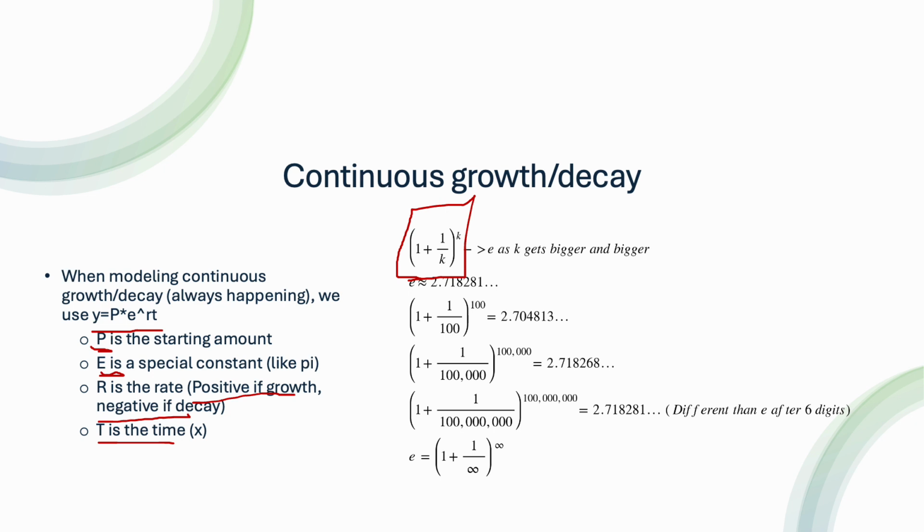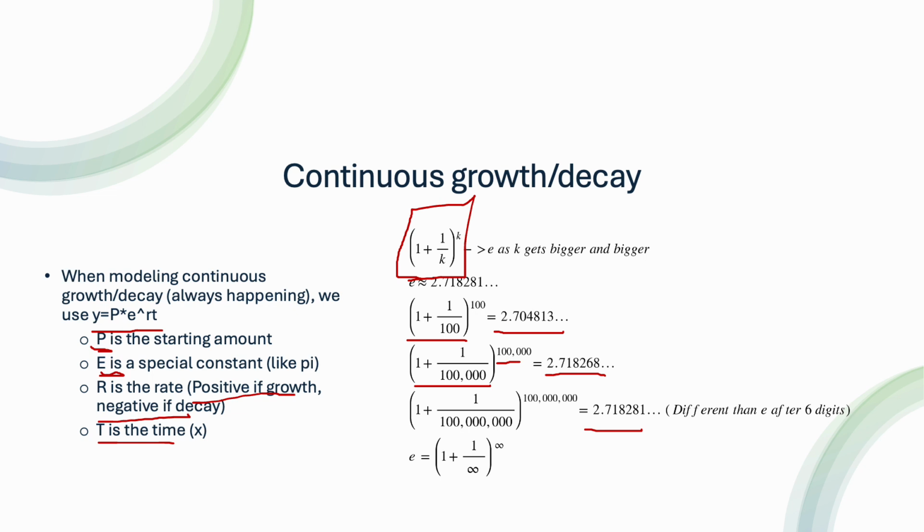And so if we have k equals 100, if we have 1 plus 1 over 100 to the 100th power, that's equal to 2.704813 and so on and so forth. If we have 1 plus 1 over 100,000 to the 100,000th power, we get 2.718268, closer and closer to e. And if we have 1 plus 1 over 100 million to the 100 millionth power, we have 2.718281, and that's going to be different than e as we get to smaller and smaller digits, but it's definitely getting closer and closer to e, right?